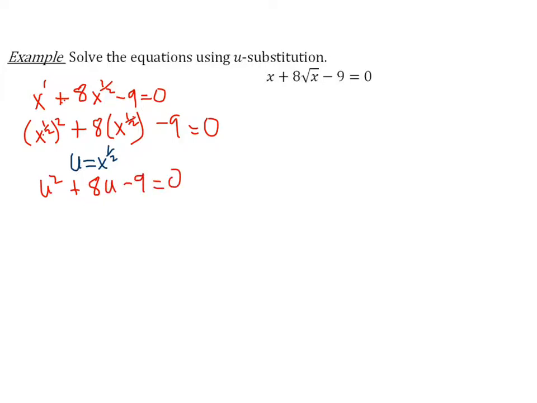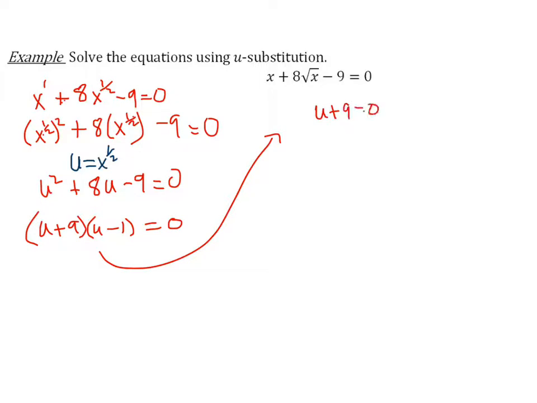Okay. And we can solve this. And so we have u minus 9 times u plus 1 equals 0. Actually, sorry, let's back that up. Let's make that a plus 9 and a minus 1. How about that? There we go. So we have two solutions here. We know that u plus 9 equals 0 or u minus 1 equals 0. So either u is negative 9 or u is 1.